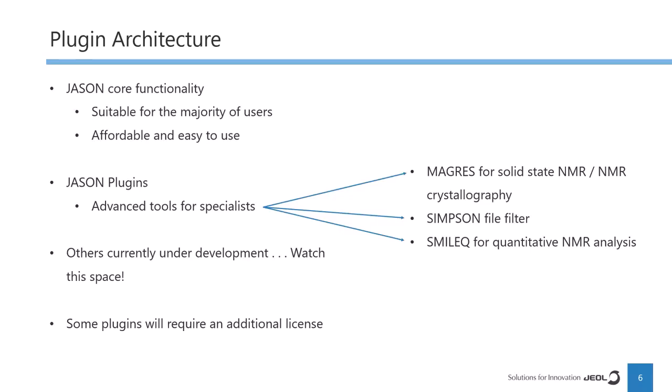We have a file filter plugin for Simpson that allows us to read the output of Simpson files. You can get those data directly into JSON. And we have SMILEQ, which is our plugin for doing quantitative NMR analysis. And that's what I'm going to talk about for the rest of this presentation. What I also will say is that we have a number of other plugins that are currently under development, so keep an eye out on our website for information about those as they become available. One thing I will note is that plugins typically will require an additional license, and that might be something to consider.